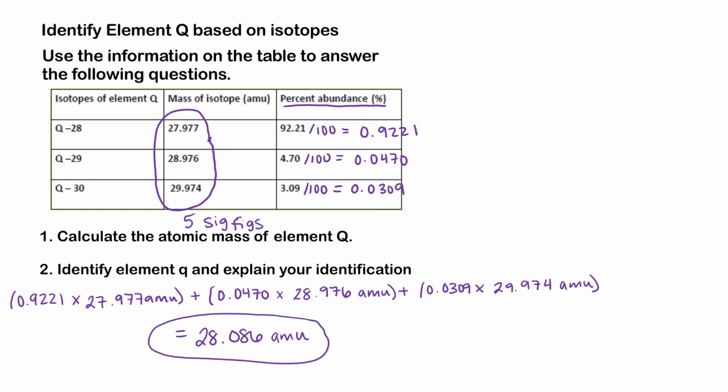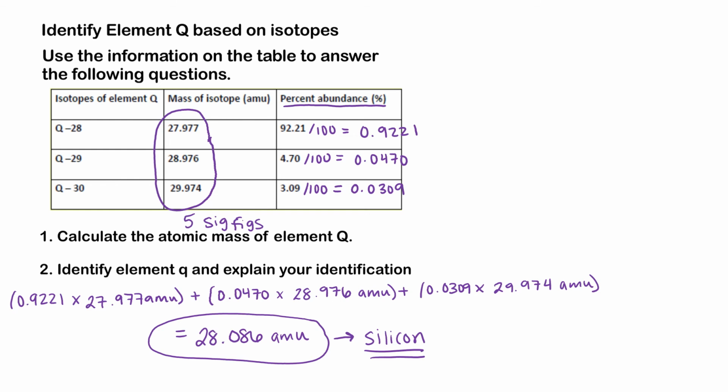The second part of the question is asking us to identify element Q and explain our identification. Well, when we take a look at the periodic table, we see that the element that has an atomic mass of 28.086 is actually silicon. And so since this matches the number we see on the periodic table, that is why we would identify this element as silicon.